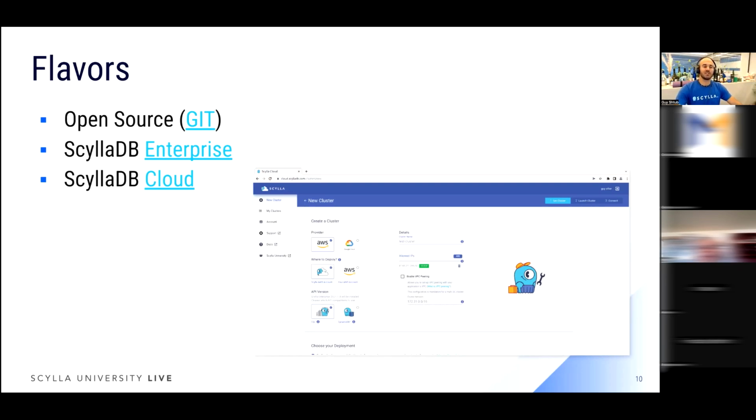And last but not least is ScyllaDB Cloud, which is our database as a service offering. With ScyllaDB Cloud, basically, we take care of running the database for you, so you can focus on your core business, which is probably not running a database. We take care of upgrades, performance, security hardening, backups, restores, repairs, and so on, so you can focus on your application.